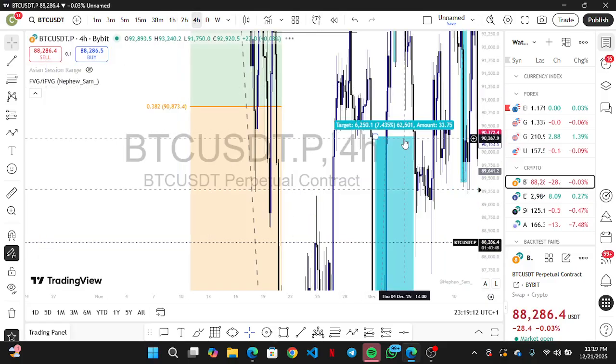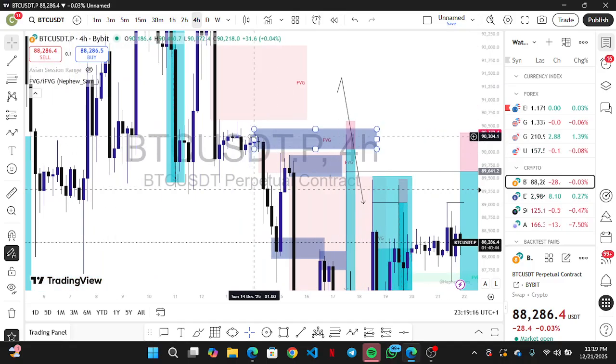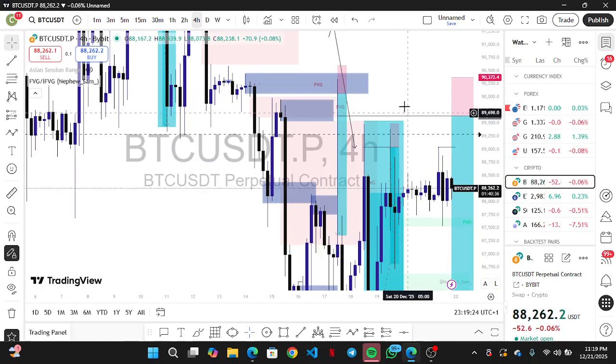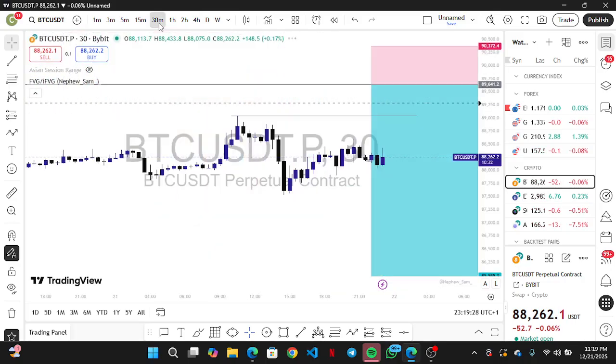I guess this OB was a 4-hour OB. Yeah, this was a 4-hour OB. The last bullish candle before the downwards move. You can see how immediately price crashed here. I gave this signal. This crashed 5 hour. You can see I targeted the 5 hour. Then this is another one that we're looking to take now.